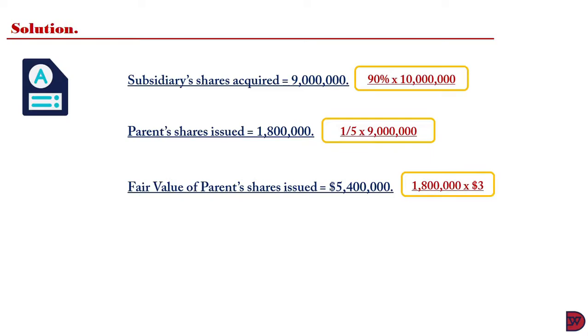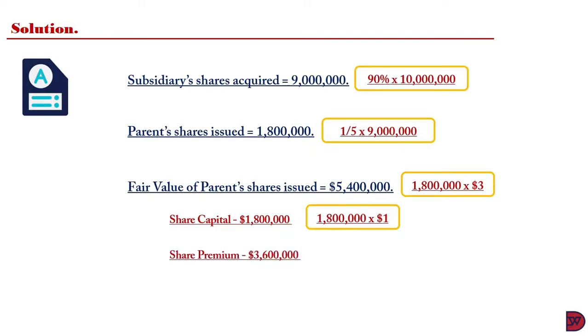Upon recognizing it in the consolidated statement of financial position, there will be a share capital of $1.8 million, which is the 1.8 million shares multiplied by the nominal value, which is 1 in the question. When you come to the share premium, it will be 3.6 million, which is the 1.8 million shares times the $2, which is the premium. The fair value was $3. The nominal value was $1. So when you go to the financial position, if there is a premium in the parent's individual account, you add this to it. If there isn't any share premium, you just record the 3.6 there as a new column.